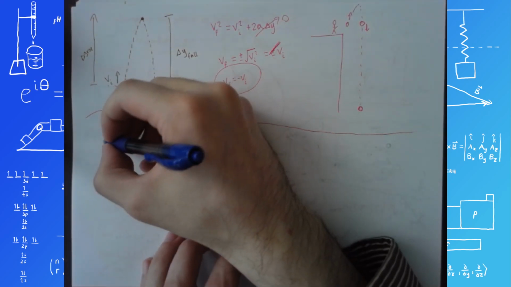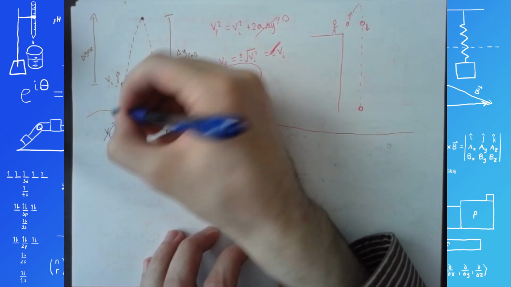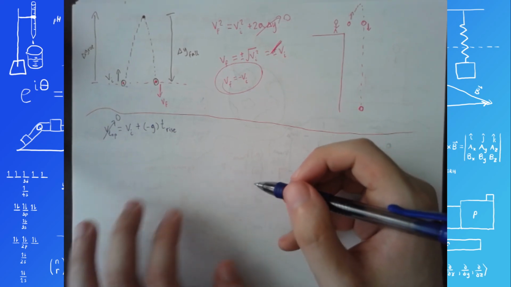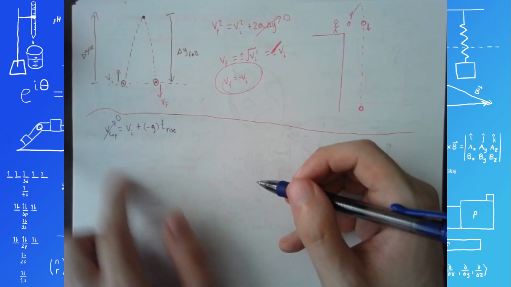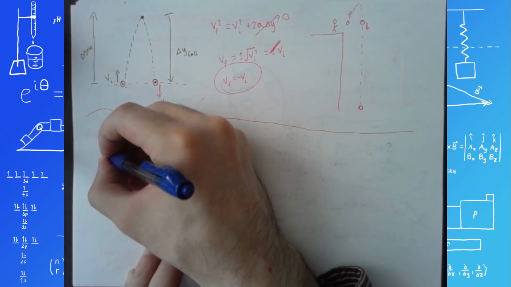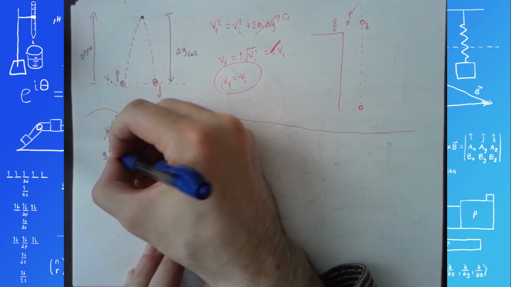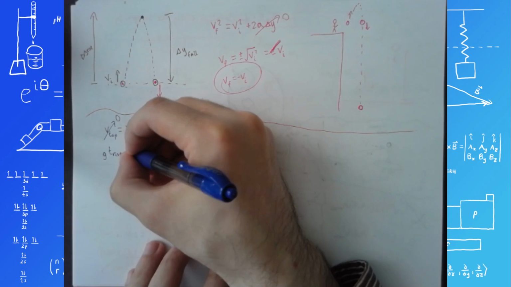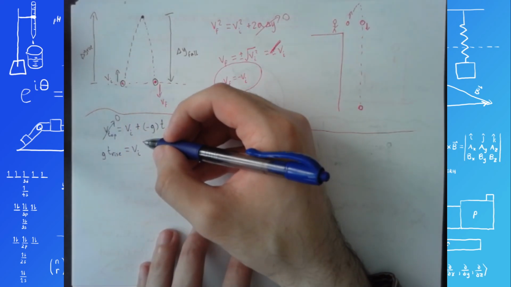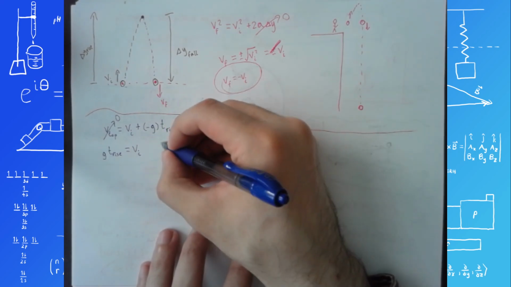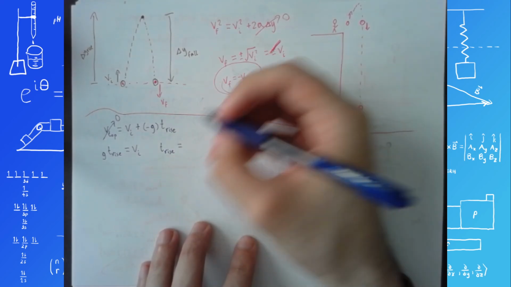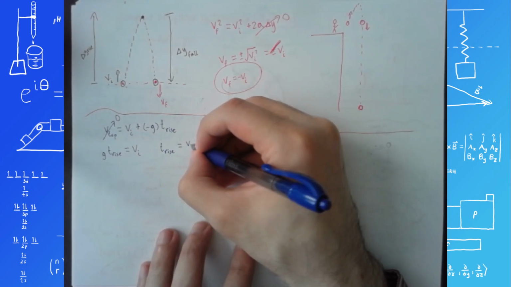And if I substitute 0 over here, then I just get, I guess this minus g t rise can be added to both sides. So if I add g t rise to both sides, I get g t rise equals v initial. And if I divide by g, then the time to rise equals v initial over g.